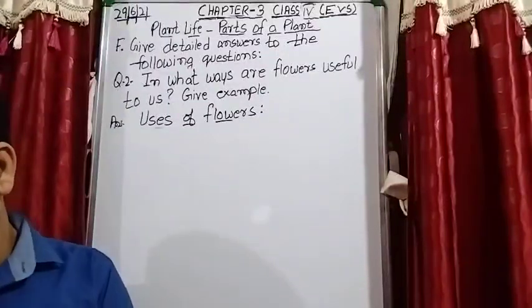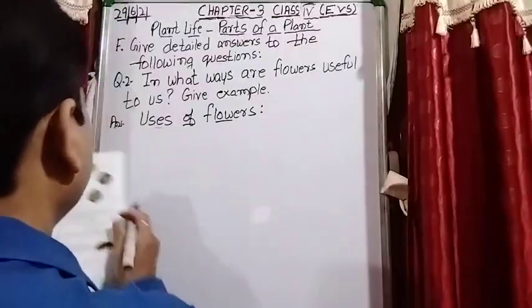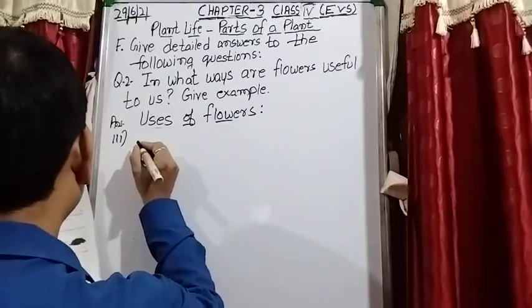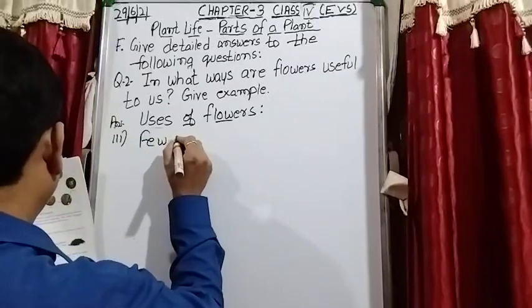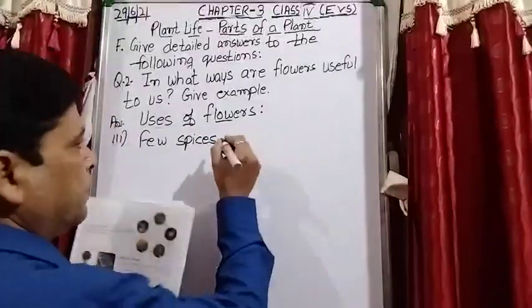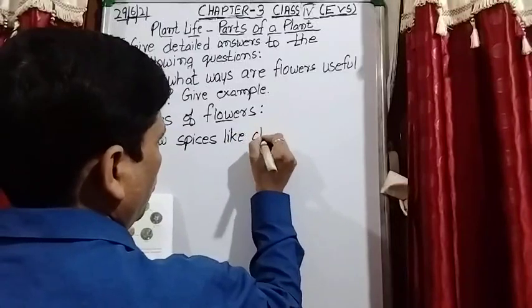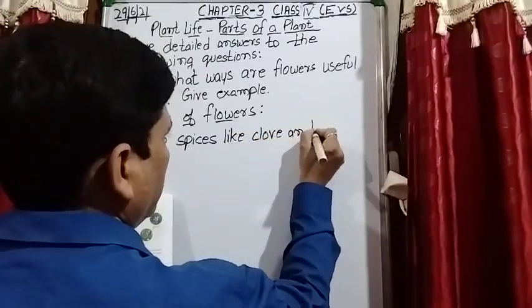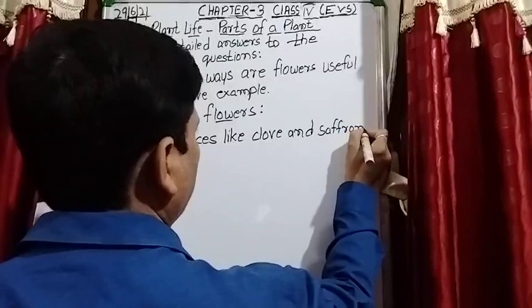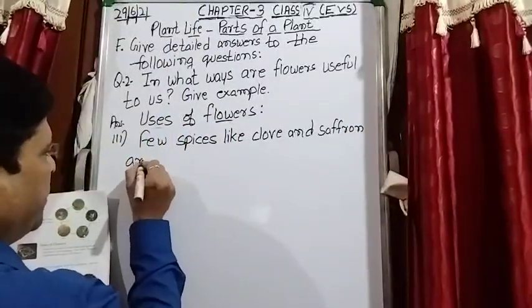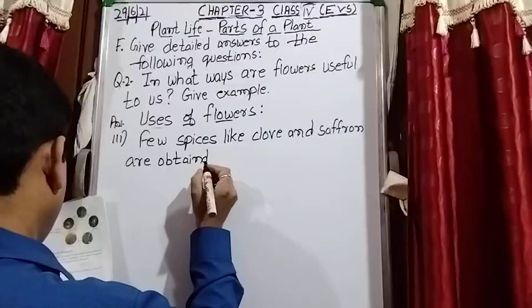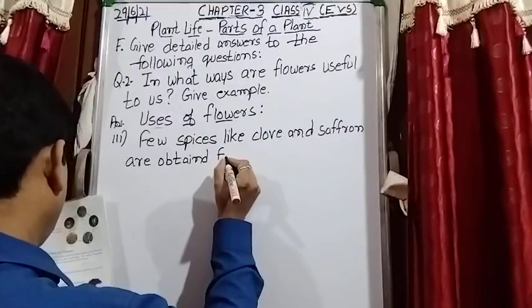Now the third point is, few spices like clove and saffron are obtained from the flowers of plants.